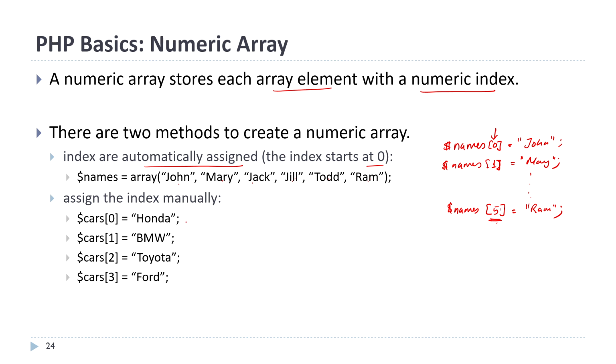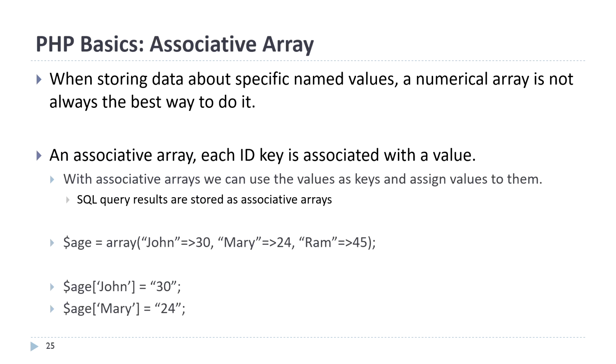This is another one, cars[0], and so on. So if I say print or echo $cars[2], it will print Toyota. That's what will happen in this case. Then comes what is called an associative array in PHP.